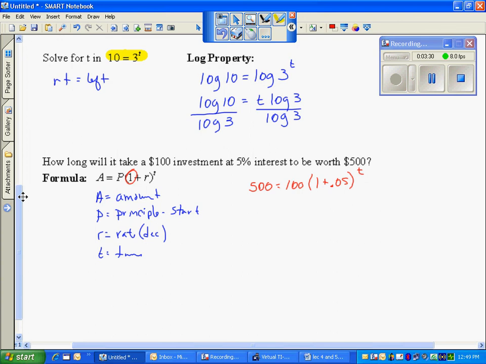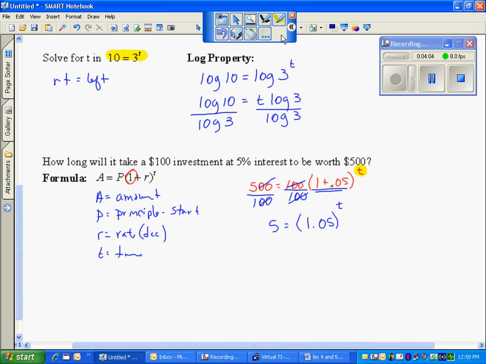So in order to solve this, I want to get this variable t by itself. There's a few things I can do and need to do before I go logging. The first is I'm going to divide by 100. It's multiplied on that whole quantity, so I can divide, and I end up with 5. The next thing I'm going to do is simplify what's in the parentheses. That's 1 and 5/100ths. Take it to the power of t. And now it looks similar to the problem we did earlier.